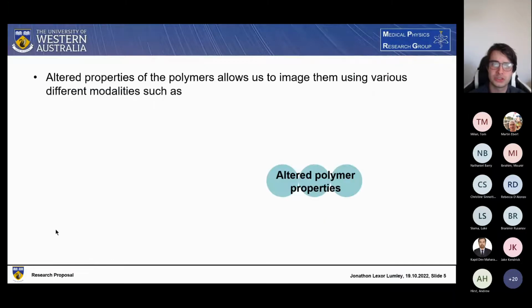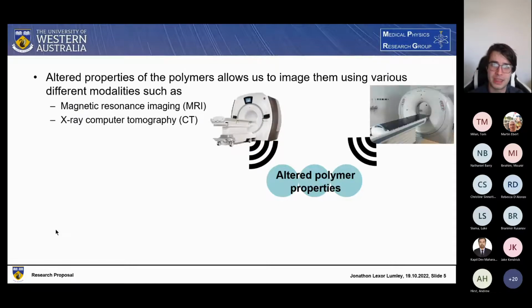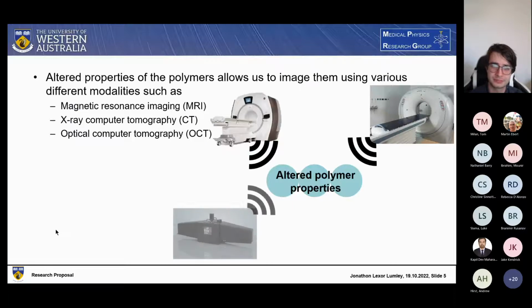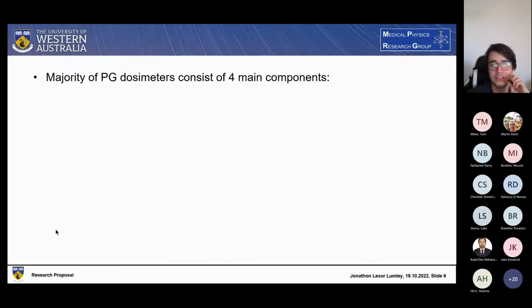So the radiation-induced polymerized molecules have altered properties compared to their monomer counterparts. This can be exploited through many various imaging modalities, such as magnetic resonance imaging, X-ray computed tomography, optical computed tomography, and ultrasound. So the majority of PG dosimeters consist of 4 main components: the monomers, the cross-linkers, the gelatin, and water. All of these serve various important roles within the dosimeter.